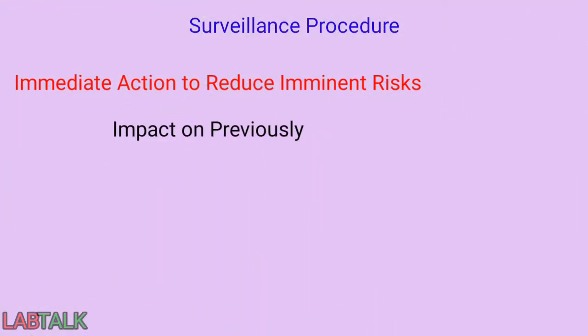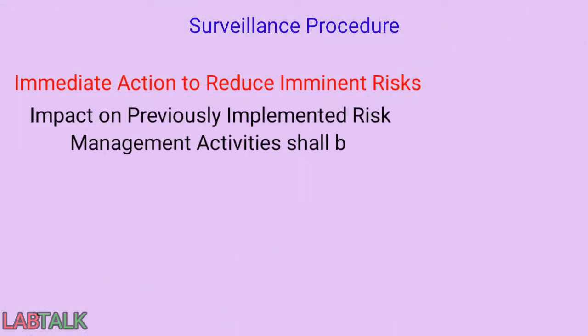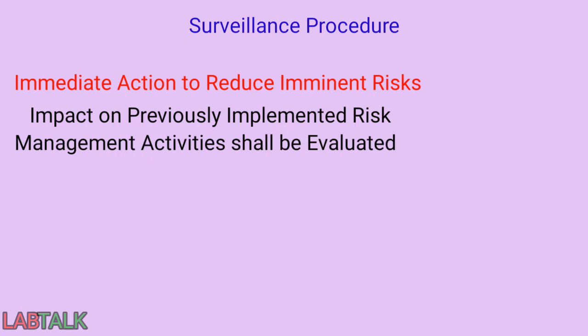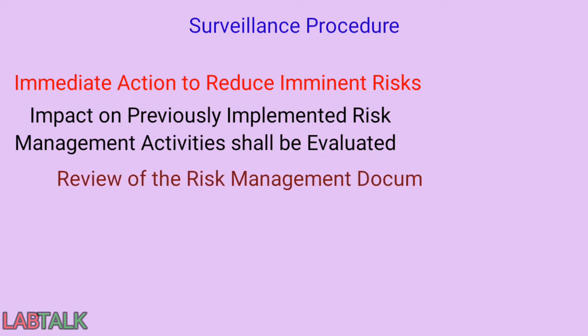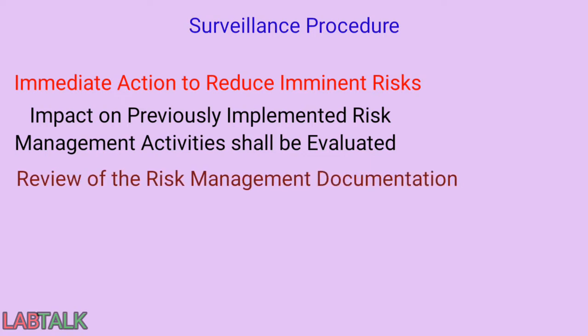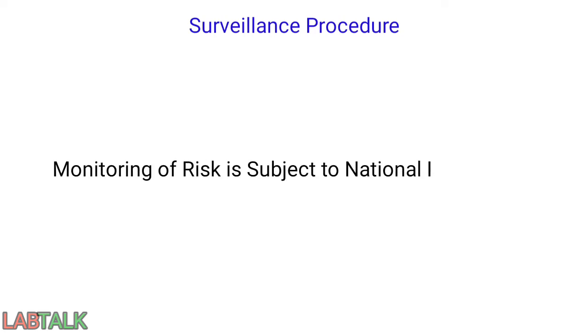The next thing is the evaluation of the impact on previously implemented risk management activities, and it must be put in the risk management process. Finally, the review of the risk management documentation for the examination or services must be conducted. If there is any more potential risk or acceptability may change, the impact on previously implemented risk control measures must be evaluated. The results of this evaluation must be documented and recorded in the risk management document. Now monitoring of this unanticipated risk is basically subject to national regulations.